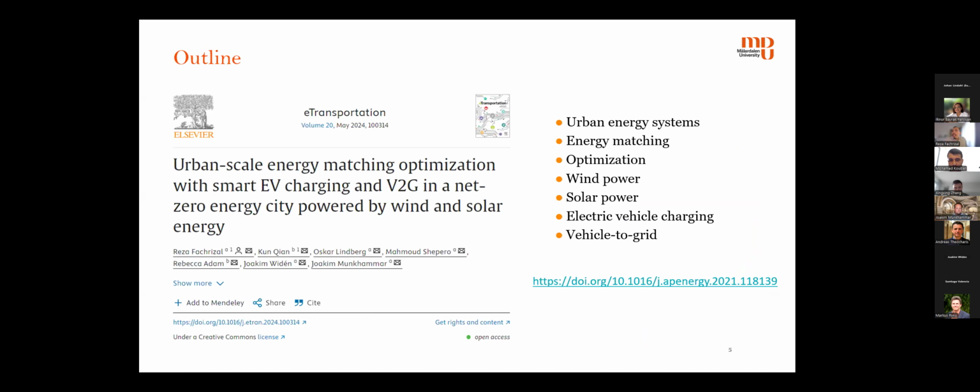So this presentation is based on a paper we recently published. The title is similar to the title of this presentation, but I want to highlight some keywords. So we will talk about urban energy systems, energy matching, optimization, wind power, solar power, EV charging, vehicle to grid. And yeah, you're welcome to read this paper. We'll be very happy. But the intention of this study is to optimize the city-scale energy system involving this power technology, this system, and the optimization method.